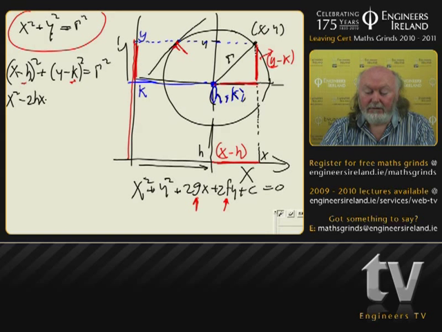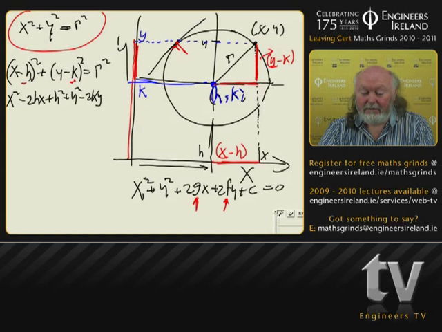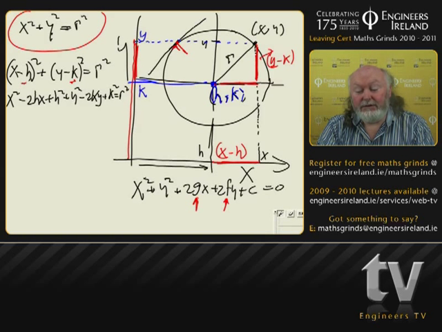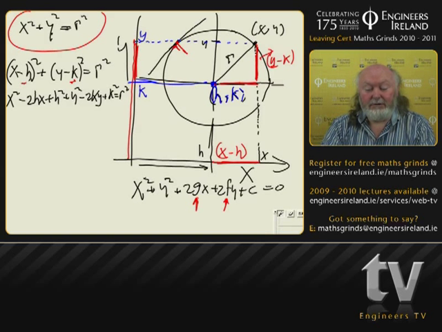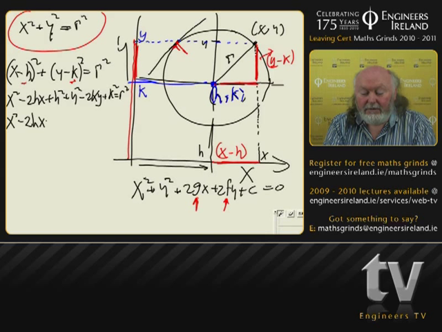plus h squared, and you get plus y squared minus 2ky plus k squared equal to r squared. So that's x squared minus 2hx plus h squared plus y squared minus 2ky plus k squared equal to r squared. Now, if we bring it into the form that'll be similar to the one down at the bottom, we will get x squared minus 2hx plus y squared minus 2ky plus c equal to 0.